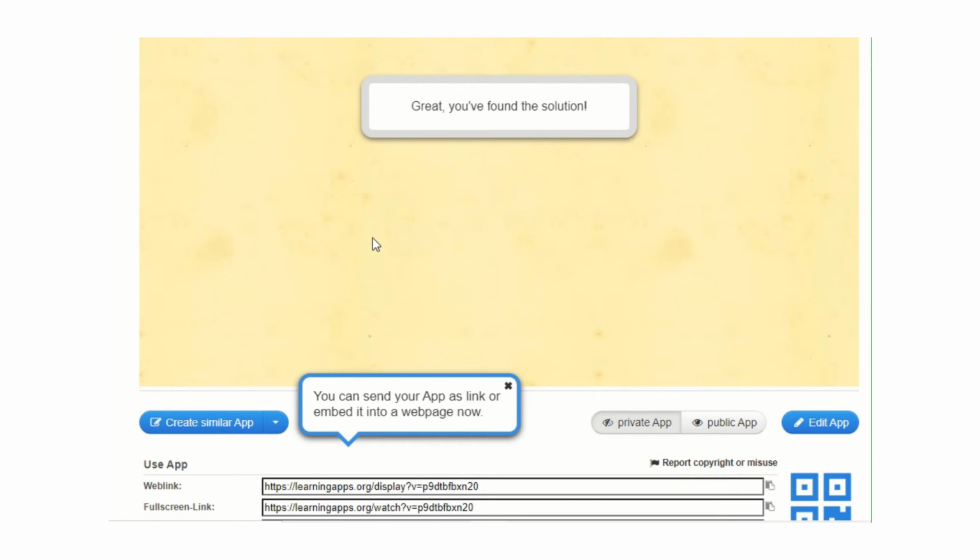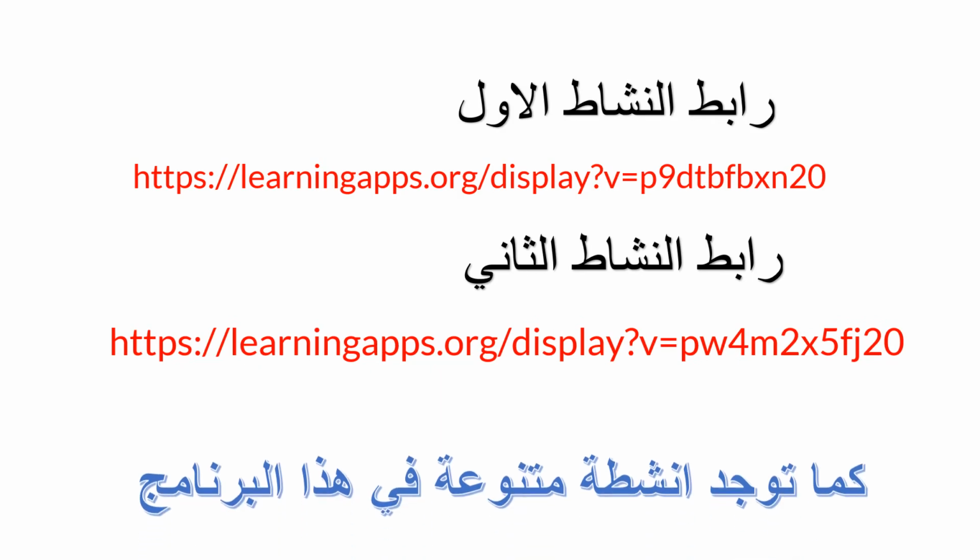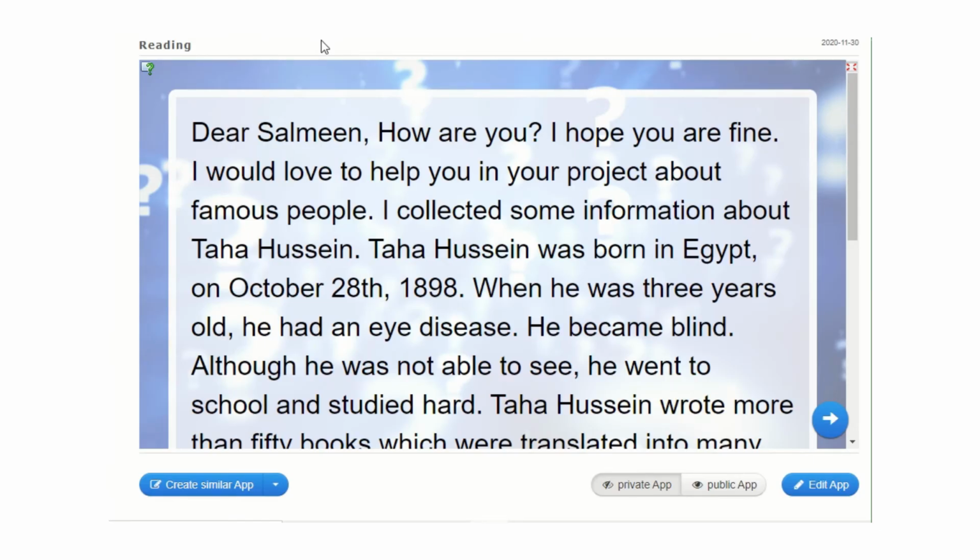Let's move to the second activity. This is the second activity. It's reading also. It's an email. You have to read the email carefully and answer the questions.